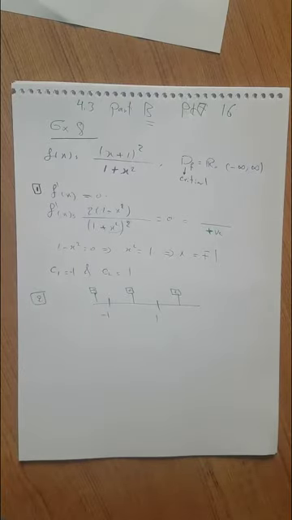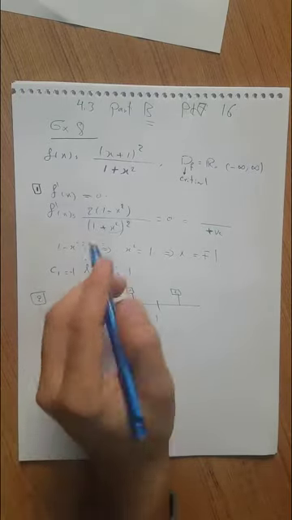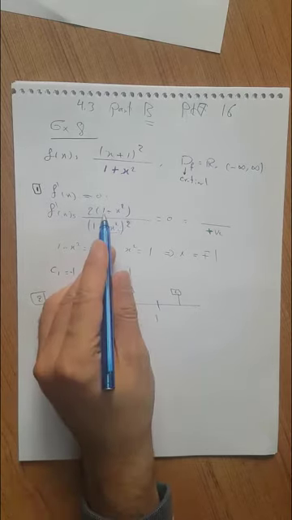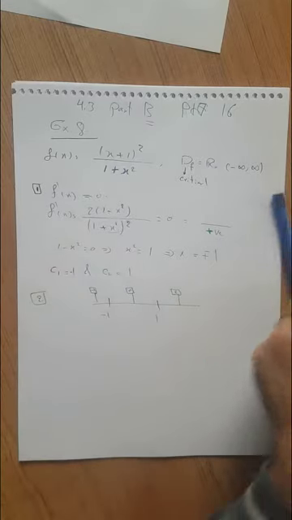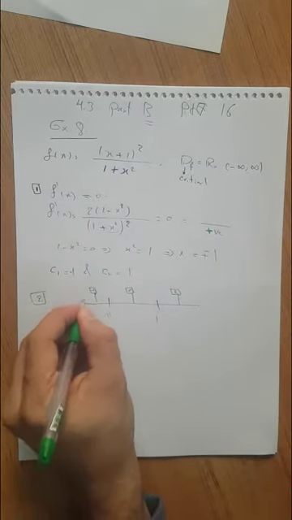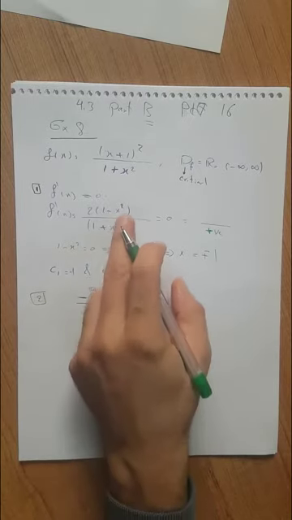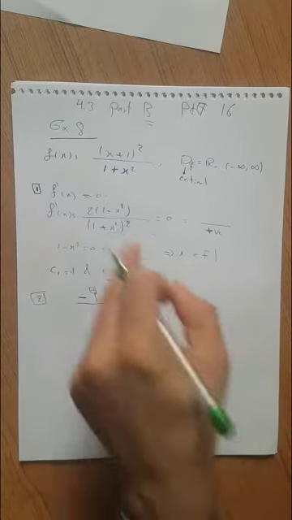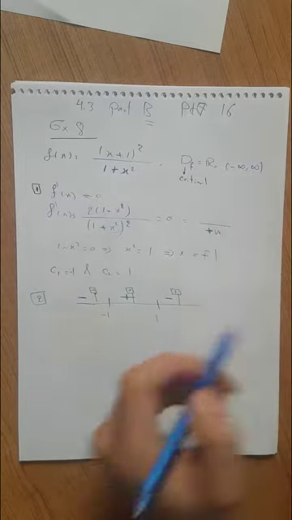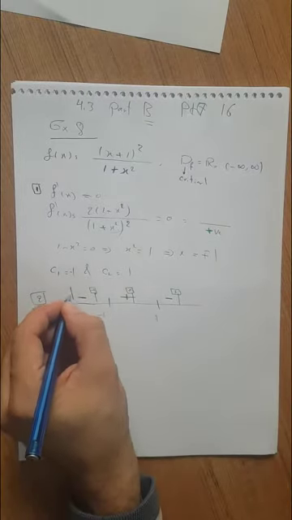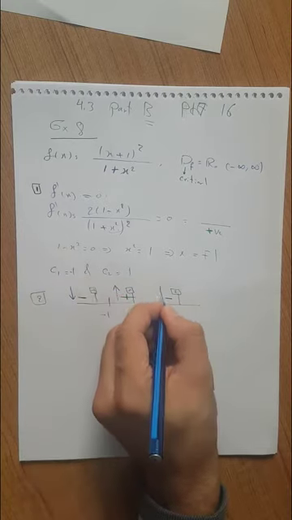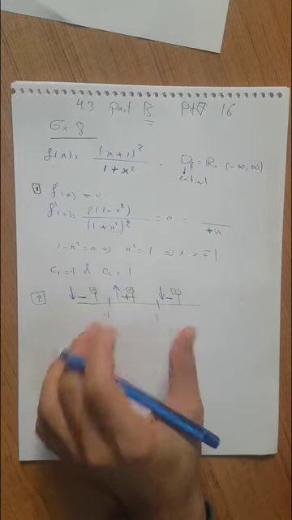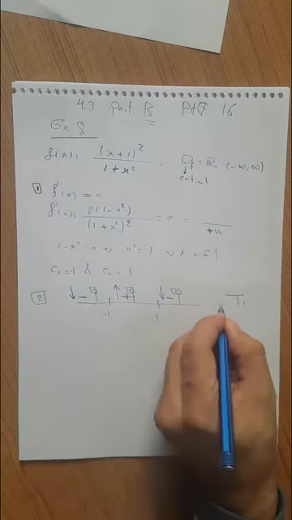The second step will be putting these test points in here, and you can see directly the sign. If I put minus 2, I will get negative. In between, if I put 0, I will get positive. If I put 2 here, I will get negative again. So here's the result: decrease, increase, decrease, with the turning points between minus 1 and 1. These are the critical points. So this is table 1. Do not forget about that.